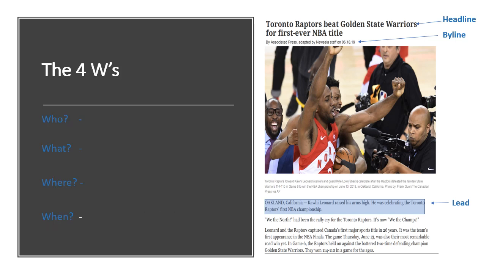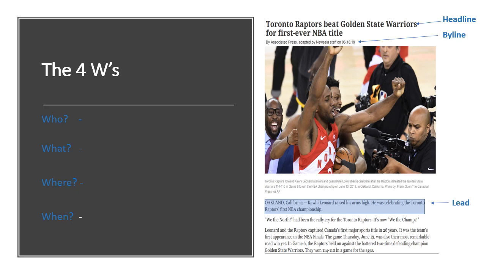And finally, let's see if we can identify the 4 W's of the article: the who, what, where, and when in the lead. So we're still just looking at that highlighted blue part, the lead. So who is this article about? Well, again, let's read the lead together quickly. Oakland, California, Kawhi Leonard raised his arms high. He was celebrating the Toronto Raptors' first NBA championship. Now, who is this article about?